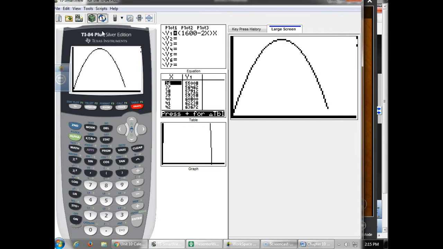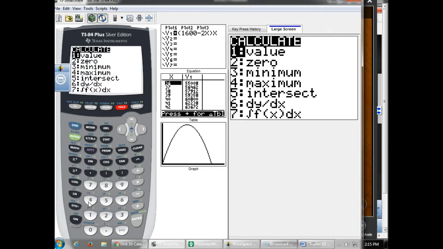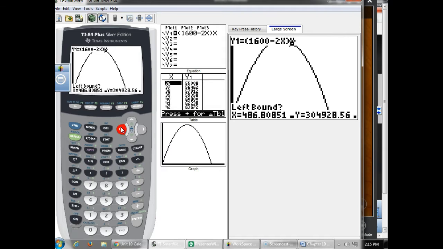So there we can see our maximum value, but let's locate it, because sometimes we won't be able to find it because of the symmetry. And if it doesn't cross at x equals 0, then it's hard to find the symmetry sometimes. It's hard to find the vertex. So I'm going to do second, calculate. I'm going to go to max, which is 4. And I'm going to go to the left of the maximum point, press enter, and then travel to the right of the maximum point. Continue on, press enter, and then guess. So it's giving us 400, that's rounding to 400, and then 320,000, just like we found.